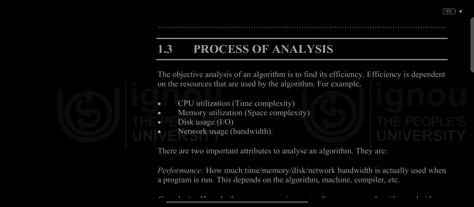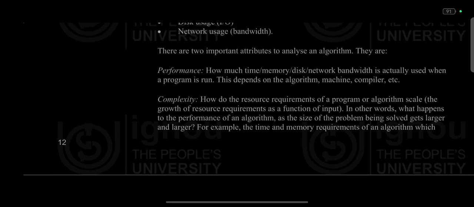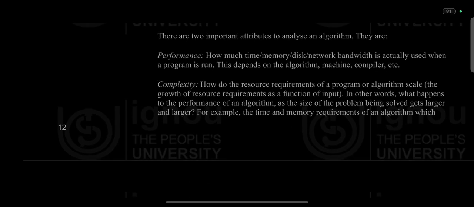For example, CPU utilization, time complexity, memory utilization, space complexity, disk usage, I/O, network usage, bandwidth. There are two important attributes to analyze an algorithm. They are performance: how much time or memory or disk network bandwidth is actually used when a program is run. This depends on the algorithm, machine, compiler, etc.